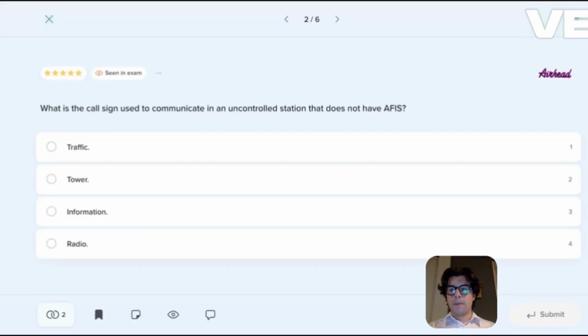Awesome. Question number 2. What is the call sign used to communicate in an uncontrolled station that does not have AFIS? So the information service. So if there is no information service and we're flying in an uncontrolled station or uncontrolled airport, we will use the call sign radio.